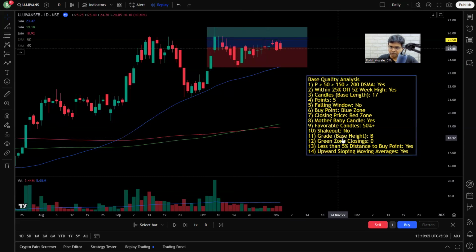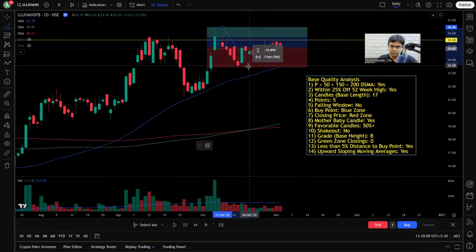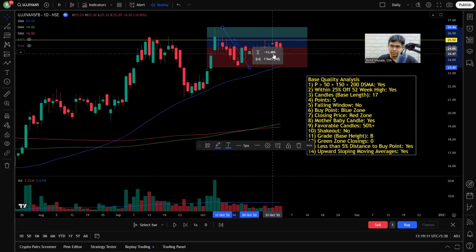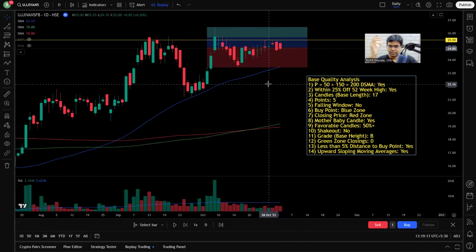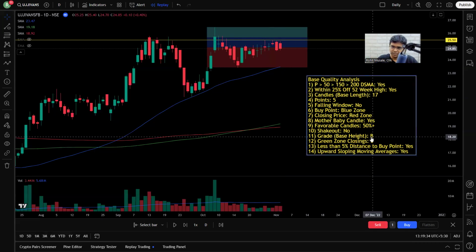What is the grade of the base? Look at the base height. From here till here, it's 11%. So remember the grade of the base. If the height is 0 to 10%, that's an A grade base. 11 to 20%, that's a B grade base. 20 to 30%, C grade base. 30 to 40%, D grade base. More than 40% correction from the top, E grade base. So this is a B grade base.